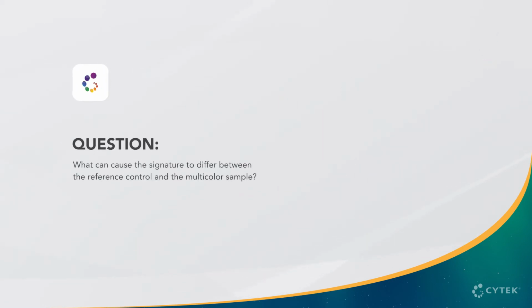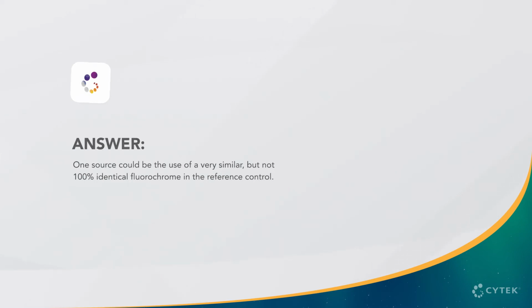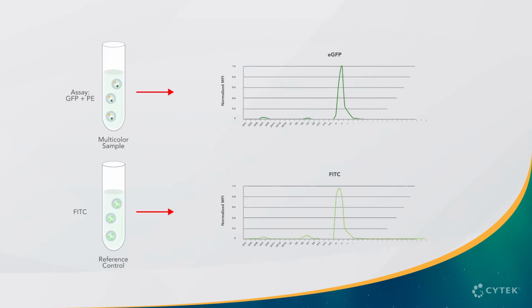What are some things that can cause the signature to differ between the reference control and the multicolor sample? One source could be the use of a very similar but not identical fluorochrome in the reference control. For example, you are running a multicolor assay that includes GFP and PE.